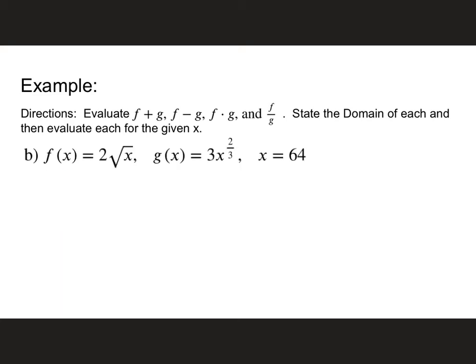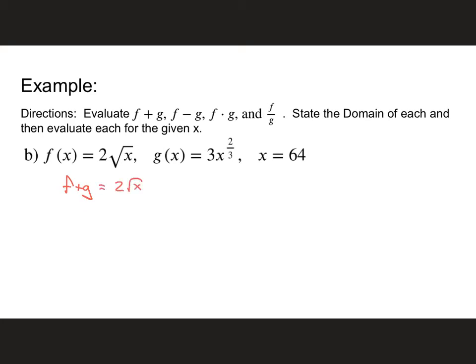All right, if you didn't pause the video last time, pause it now and try this problem. Same idea: find f plus g, f minus g, f times g, and f divided by g, state the domain, and then evaluate for the given x value. So we have f of x equals 2 square roots of x, g of x is equal to 3x to the 2/3 power, and we're going to evaluate at x equals 64. Go ahead, pause the video, see if you can do it. Good luck.